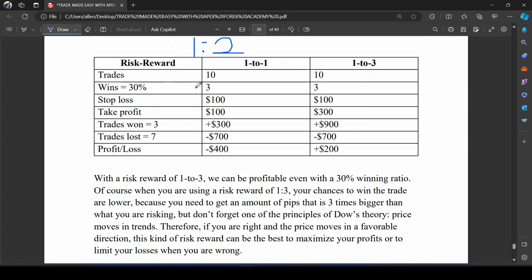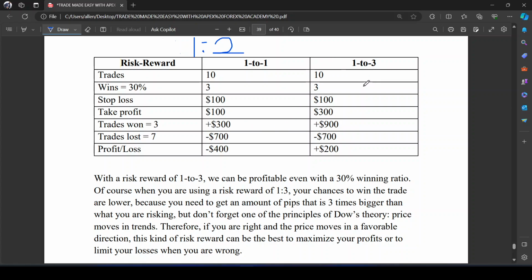So I won 3 trades, and my stop loss in dollars is $100. So for every one of those trades I lose, I'm going to lose $100. And because this one is 1:1, if my risk is $100, my reward is also $100. But on the other hand, for the 1:3, if I'm risking $100, my reward is going to be $300. So out of these 3 trades that I won at $100 profit each, look at what it gave me: $300 profit.